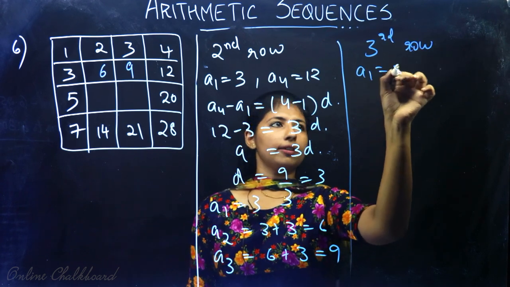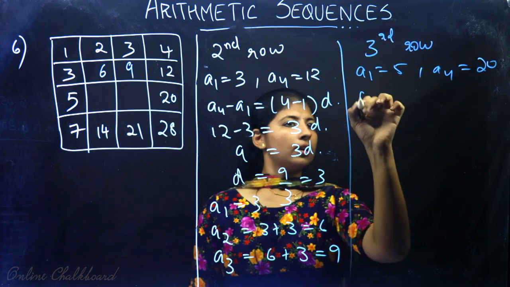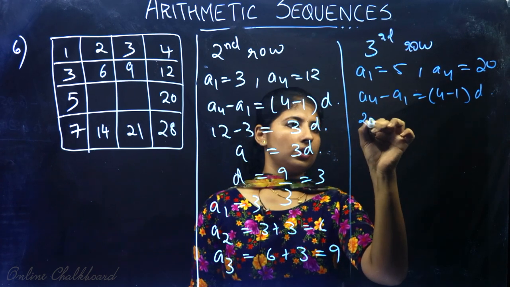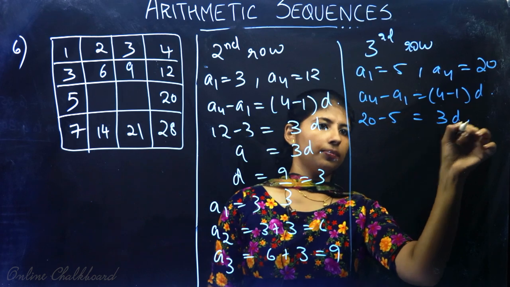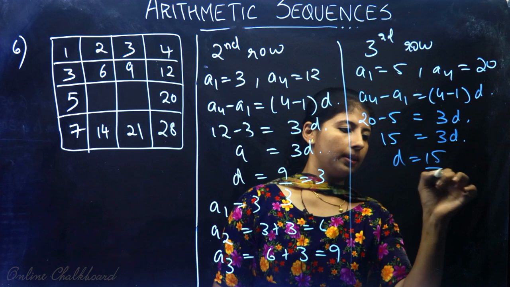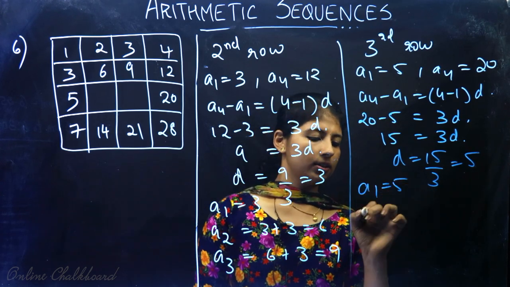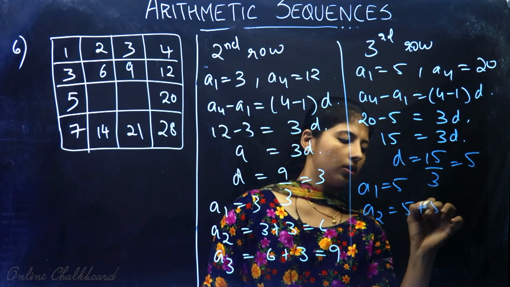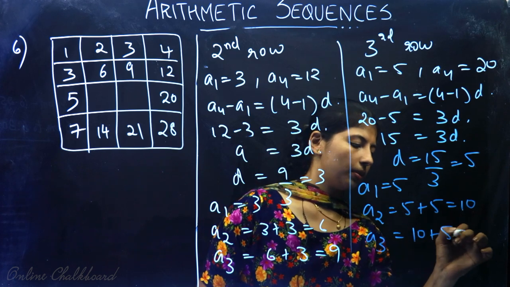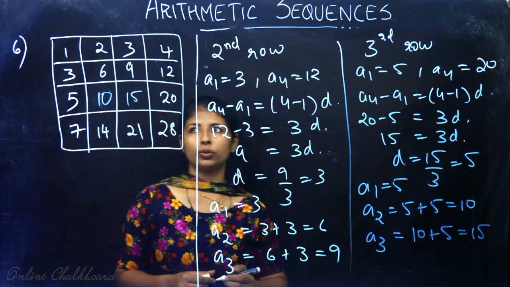Now let's look at the third row. The first term is 5, and the fourth term in the third row is 20. A4 minus A1 equals position difference into common difference. 20 minus 5 is equal to 3D. 15 is equal to 3D. D equals 15 by 3 equals 5. We got the common difference 5. The first term is 5, the second term is the first term plus the common difference, which equals 10. The third term is the second term plus the common difference, which equals 15. So we filled the box.